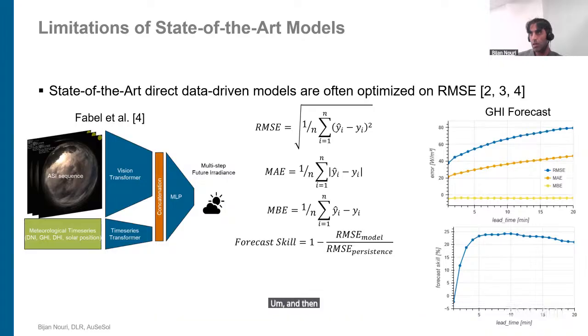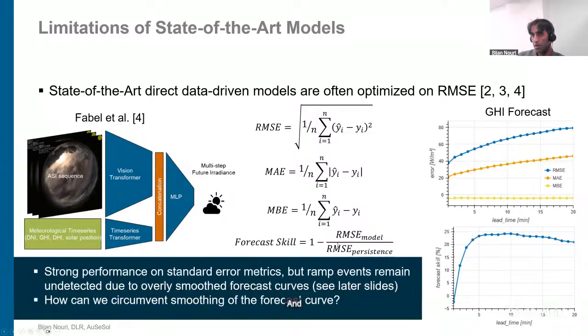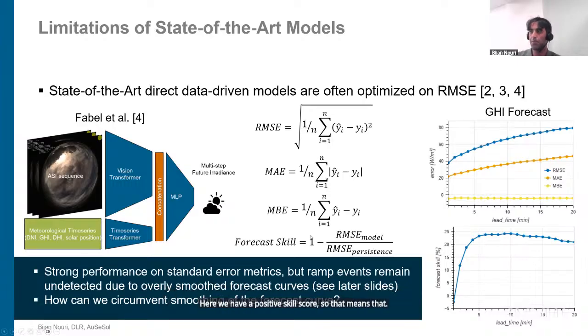And then these models are also evaluated with these standard metrics like RMSE, MAE, MBE, and the corresponding forecast skill calculated by RMSE or MAE. And they're really strong in terms of performance on these standard error metrics. However, they're really unsuitable to detect ramps itself, which we will show in later slides. And I mean, the best measure to see how good they perform in the traditional metrics is basically the skill score. So you can see that here we have a positive skill score. That means that this data-driven model surpasses a baseline model, which is most often a persistence model.